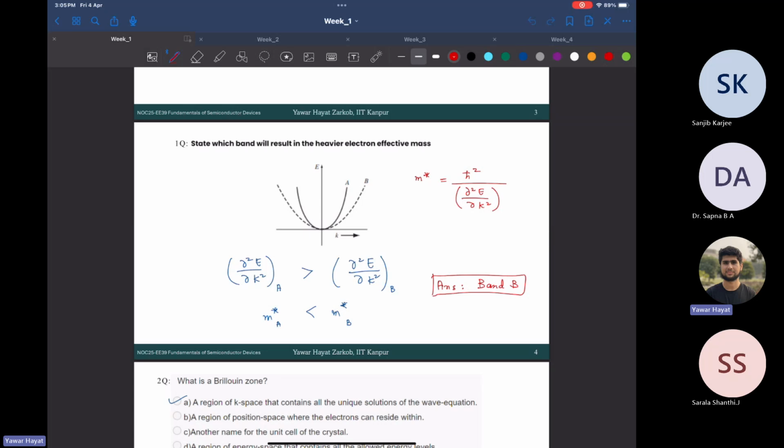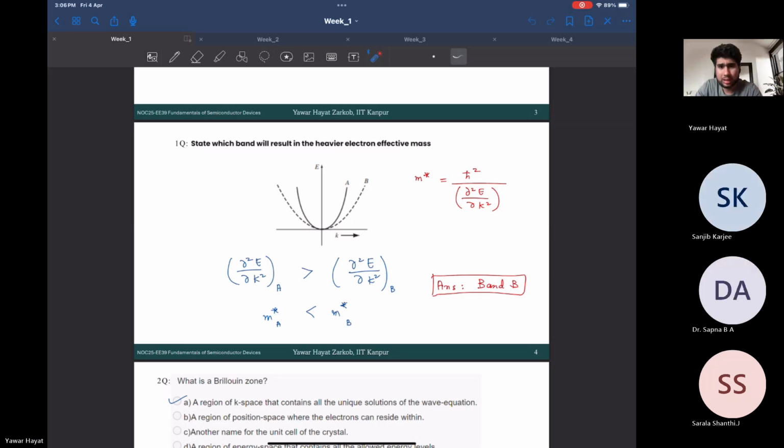So we were given two E-k curves. The curve A, which is denoted by the solid line, and curve B, which is denoted by the dashed line. As you can see, the difference between the two curves is that both of them have different curvature, right? Just a second, I should switch on my camera. Is my video visible? Yes, I guess, right?